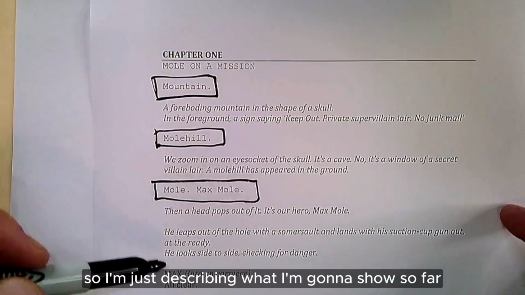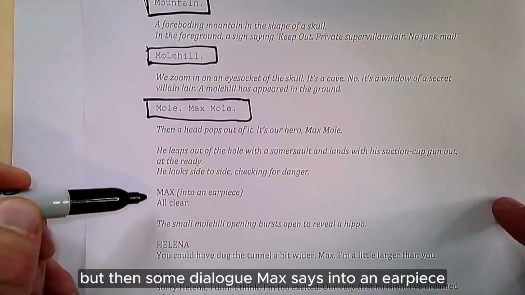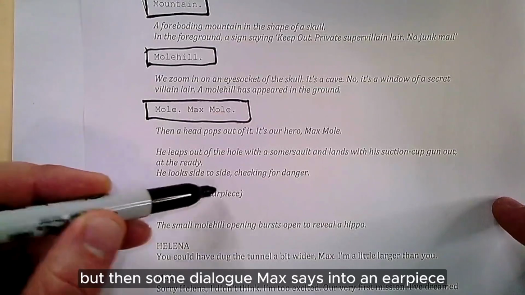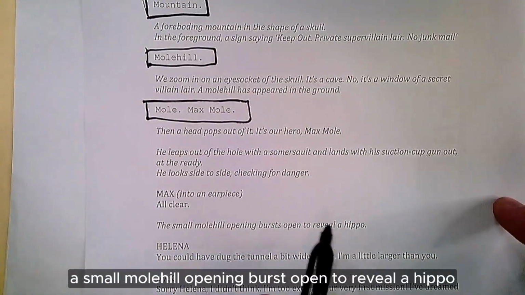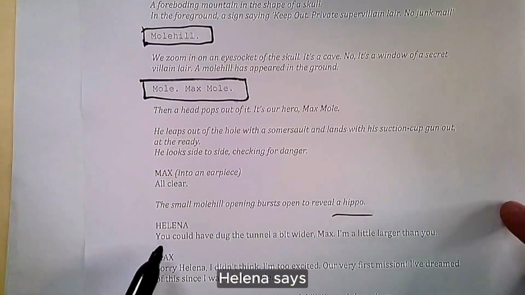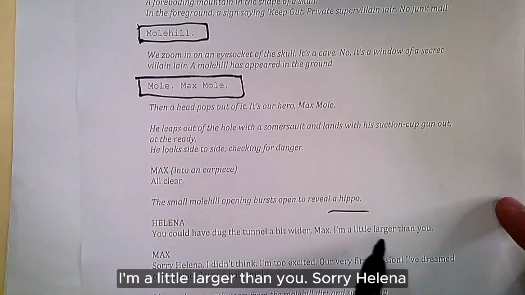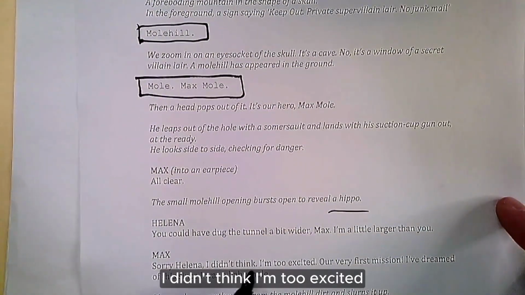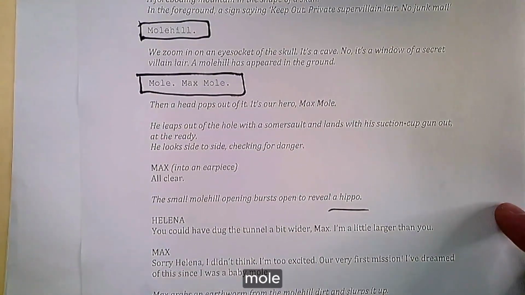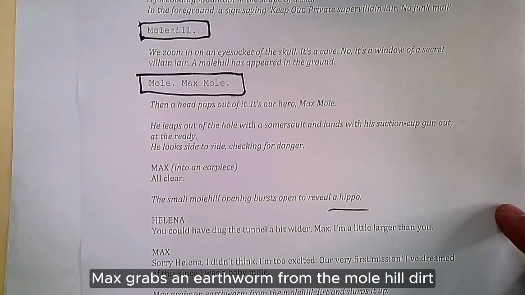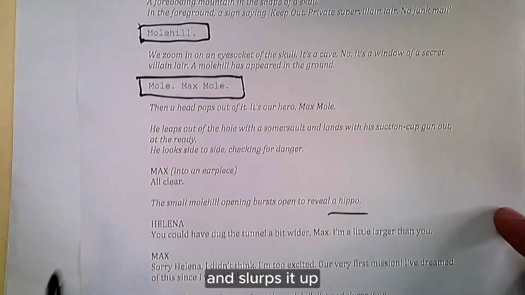So I'm just describing what I'm going to show so far, but then some dialogue. Max says into an earpiece, "All clear." A small molehill opening bursts open to reveal a hippo. Helena says, "You could have dug the tunnel a bit wider, Max. I'm a little larger than you." "Sorry, Helena, I didn't think. I'm too excited. Our very first mission. I've dreamed of this since I was a baby mole." Max grabs an earthworm from the molehill dirt and slurps it up.